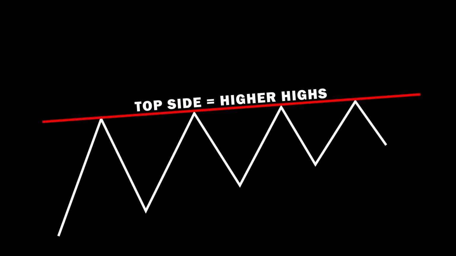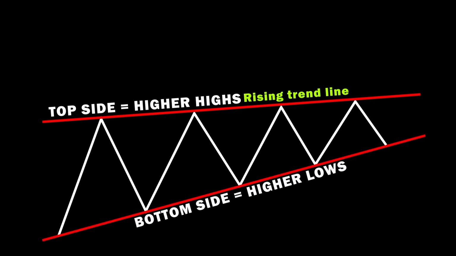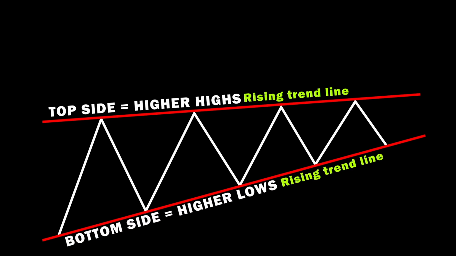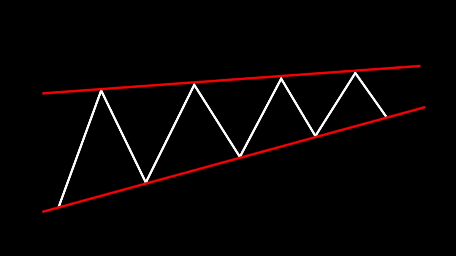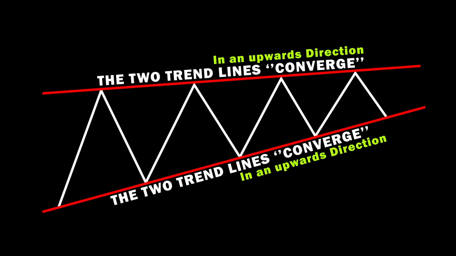The top side of the rising wedge makes higher highs, which allows for a rising trend line to be placed. The bottom side of the rising wedge makes higher lows, which allows for a rising trend line to be placed. The key here is that the two trend lines are convergent and are both in an upward direction.